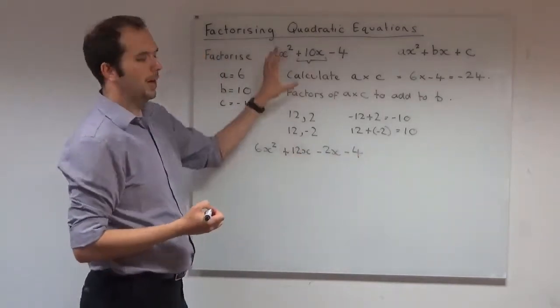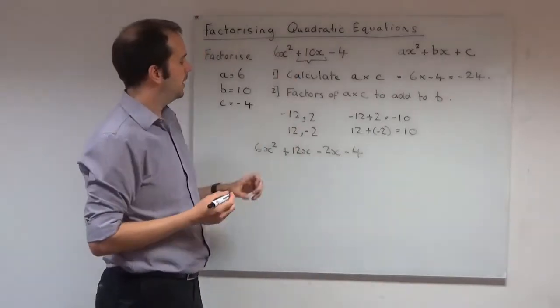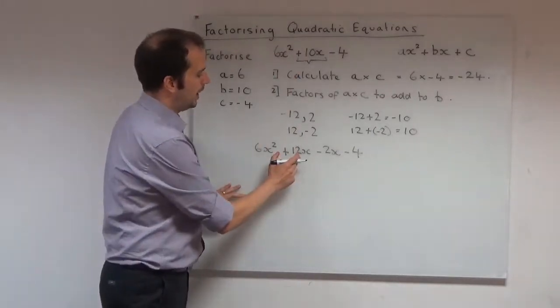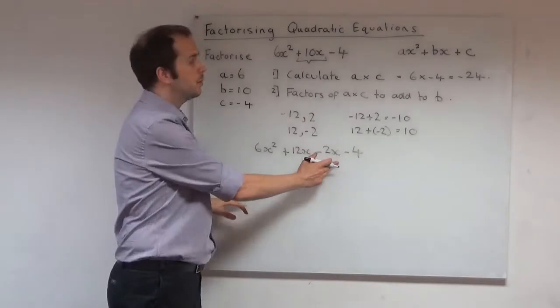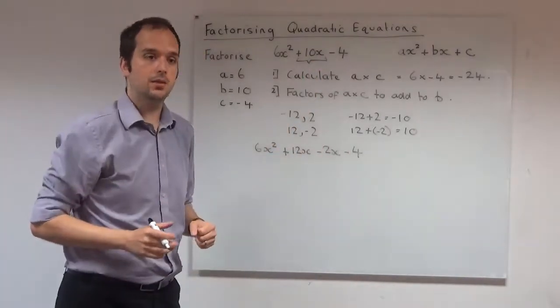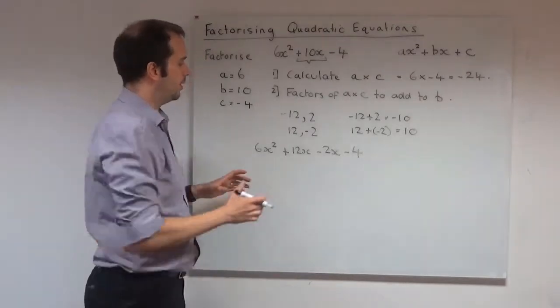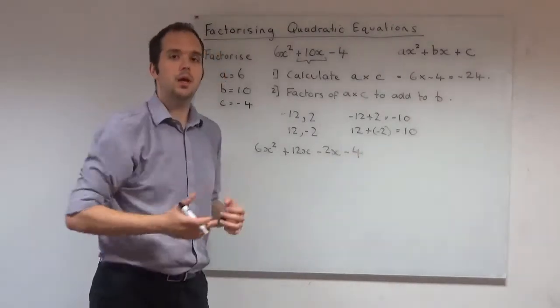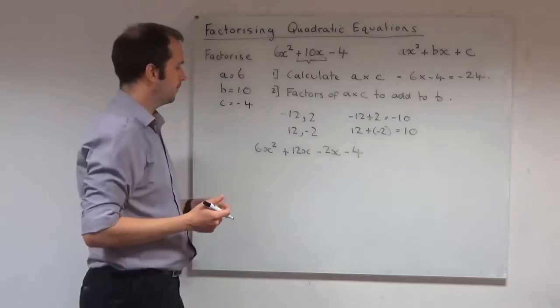Now it looks completely different. We've got an extra term in that we didn't have before, but if we just work out 12x minus 2x, we come back to 10x. So actually we've not changed anything at all. But what we have done is allowed us to get a little bit closer to factorising it.